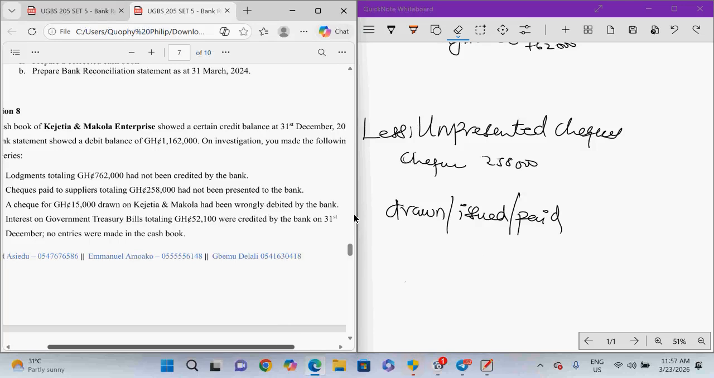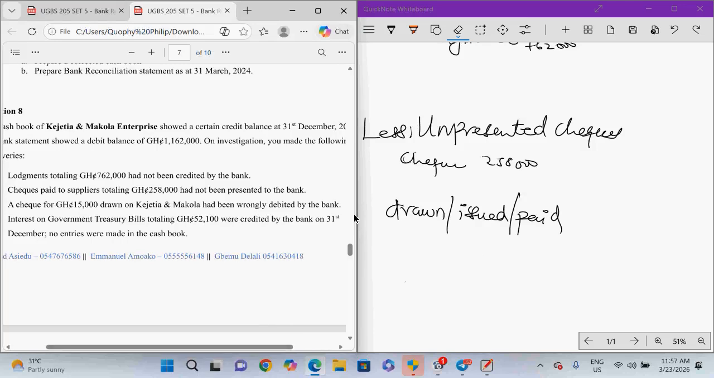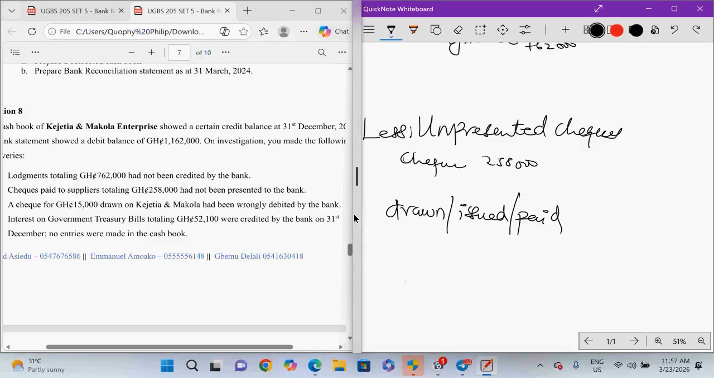Interest on government treasury bills totaling 52,100 were credited by the bank on 31st December. No entries were made in the cash book. All right, so we have bought some T-bills and we are earning interest on it, right? So our cash book would debit the interest, because it's a receipt. So we'll debit the interest coming in.